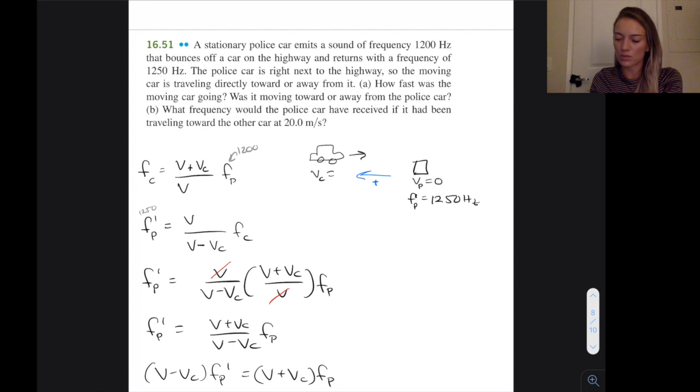Another way that you could figure that out is that we can see that the frequency that the police car hears back is higher, so that means that this guy is moving closer to him, because if you hear a higher frequency, that means that you're getting closer together.